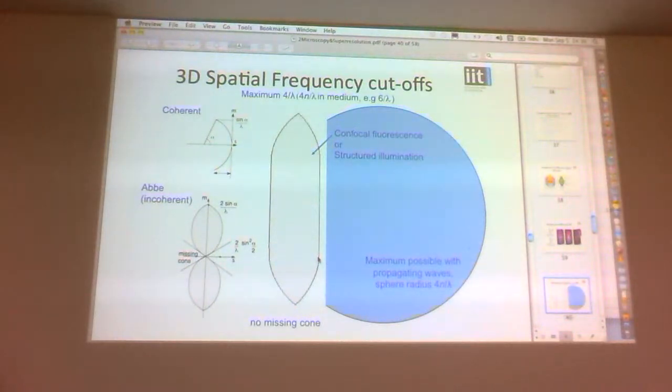So we often talk about the Abbe limit as being lambda over 2. For holography, it's only lambda. You only get that lambda over 2 if you're doing oblique illumination or fluorescence. Luckily, with confocal fluorescence or structured illumination, you get that factor of 2 twice. So you end up with lambda over 4. And that's why structured illumination can do so well.